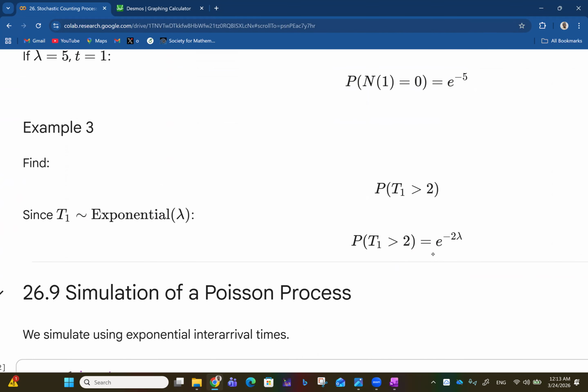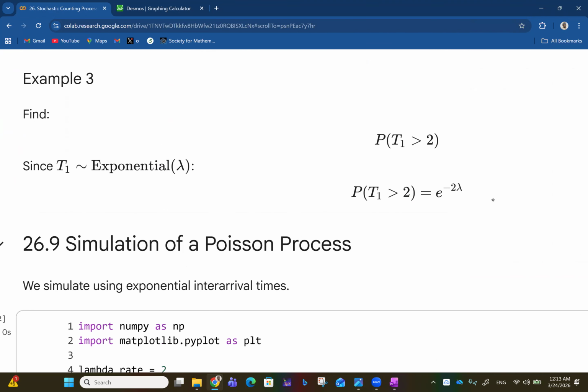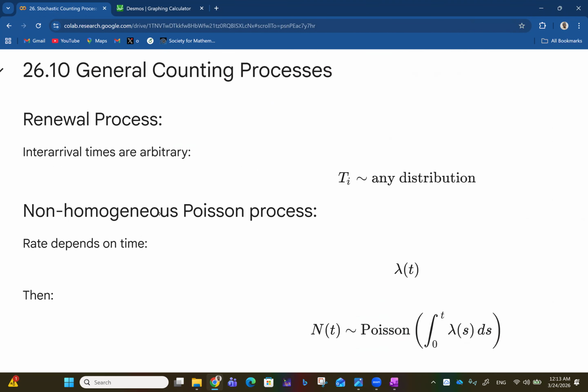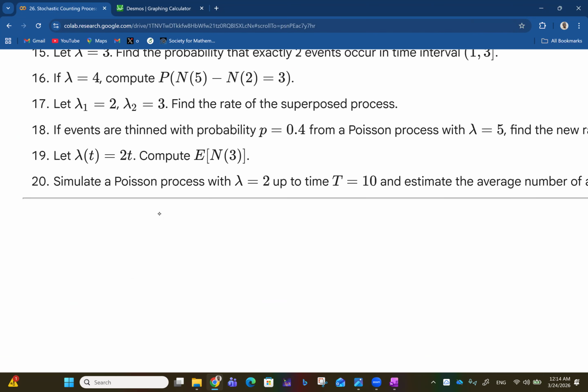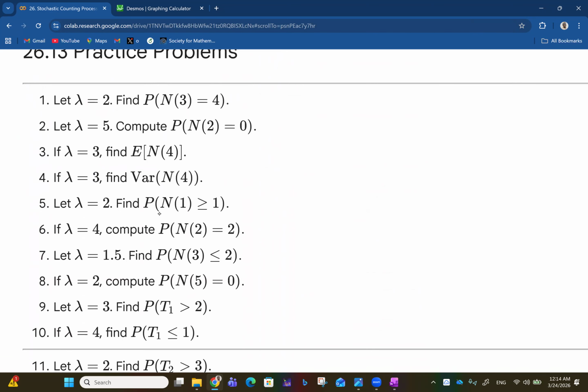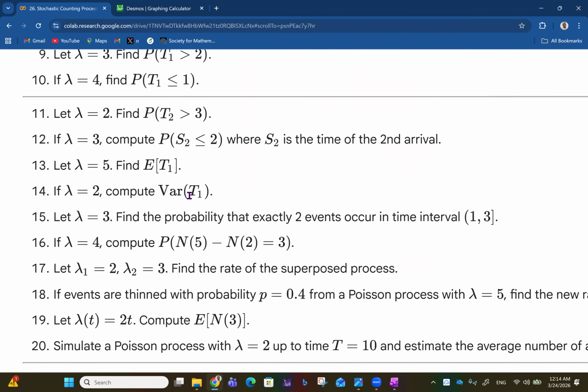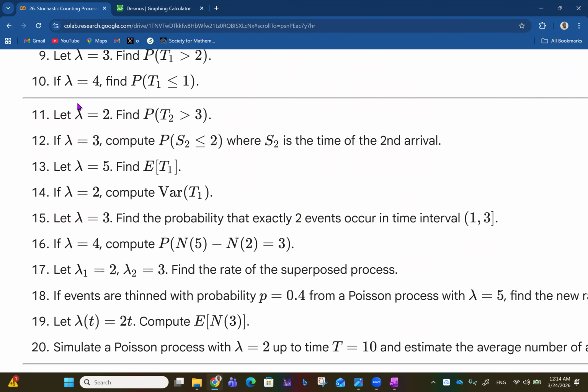For T1 greater than 2, we have e raised to minus 2 lambda. So when we have the lambda, we just do that. I've done question 1 now, so I think we can move on. We know variance is lambda t also. That'll be lambda times time, that's 3 times 4, 12. So that works. Then we have all these other ones.